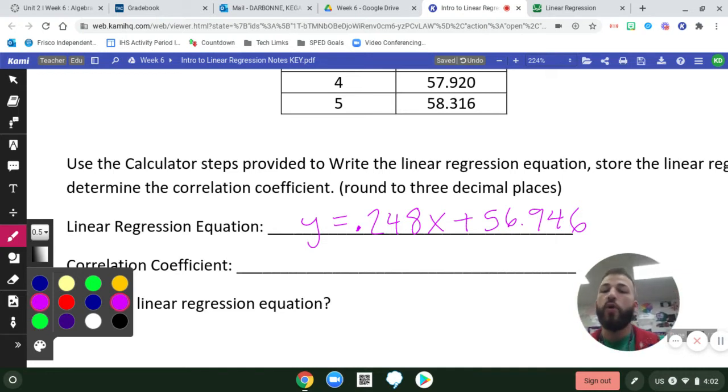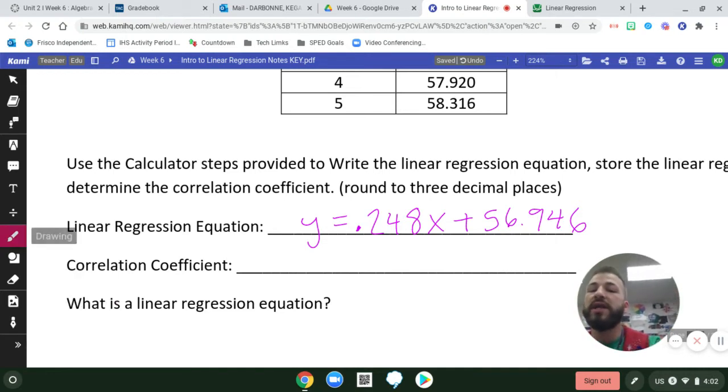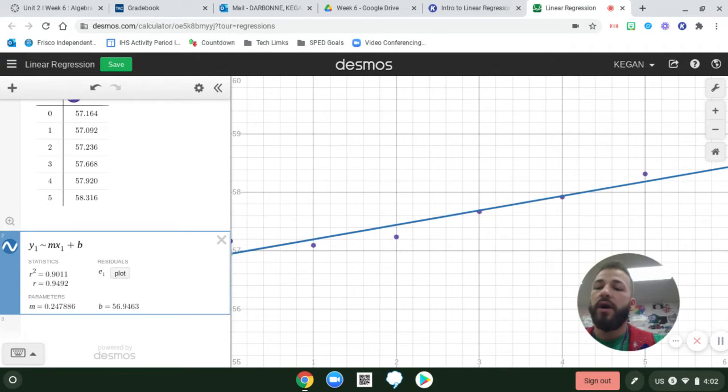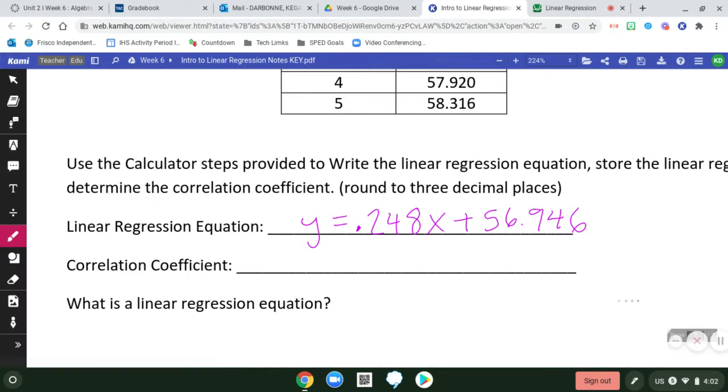Then your correlation coefficient is an r value. If you notice over here, r is equal to 0.9492. That is the correlation coefficient. So we're just going to write that down. 0.949 should be good enough.